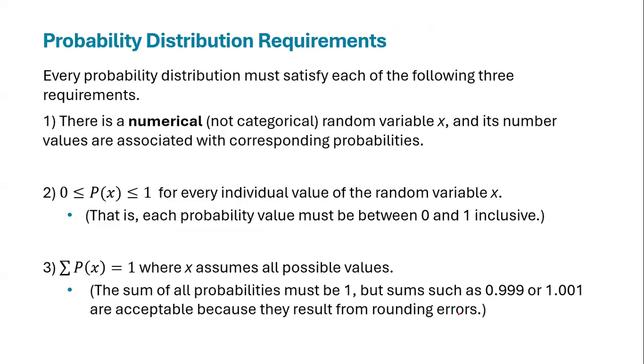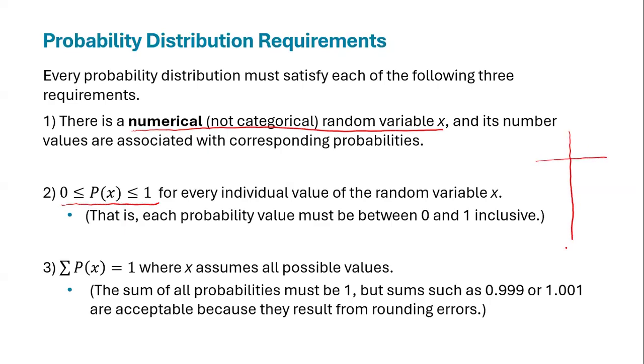Now, what are the requirements to have a probability distribution? For any probability distribution, we need to check these 3 requirements. If it satisfies the requirements, we can say, okay, that's a probability distribution. First of all, we have to have a numerical random variable. That means the random variable X must be represented by numbers only. Second, any probability in the probability distribution must be a number between 0 and 1, like any other probability. We know that a probability is always a number between 0 and 1.